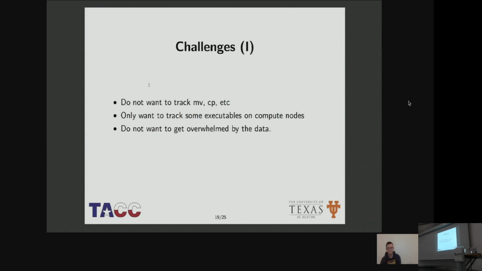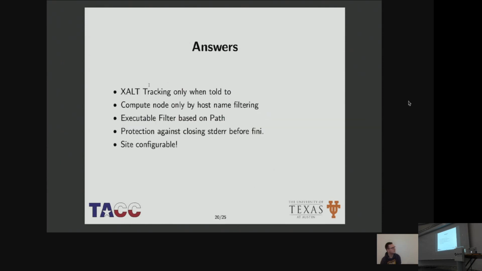So I usually don't want to track moves and copies, etc. I only want to track executables that are on the compute nodes, and I don't want to get overwhelmed by the data. So the answer is that we can control what jobs we track, and based on their path, we can control what executables and what things we want to ignore. Things like, I don't really want to know the configure jobs for AutoComp or CMake. I can ignore those, but these things are site configurable.